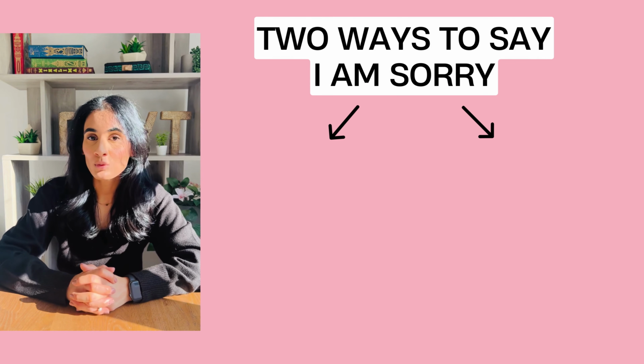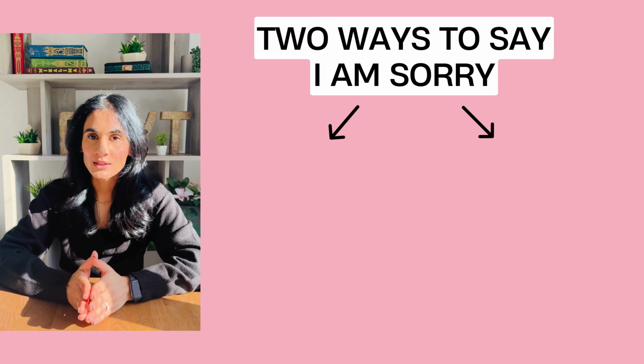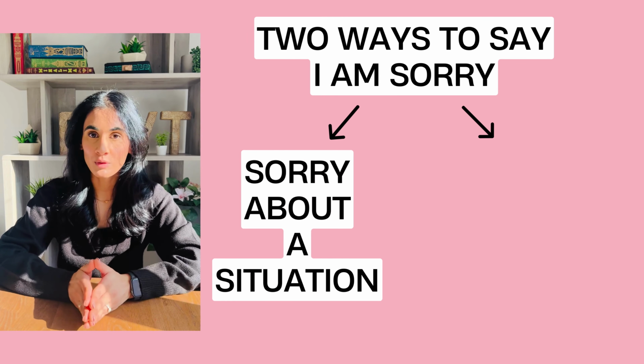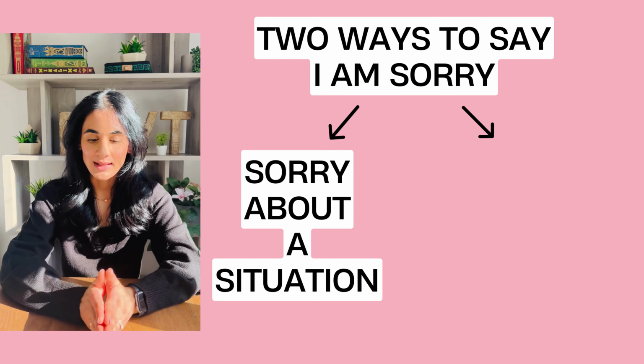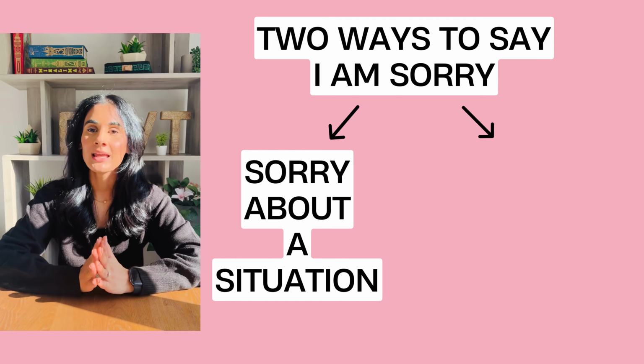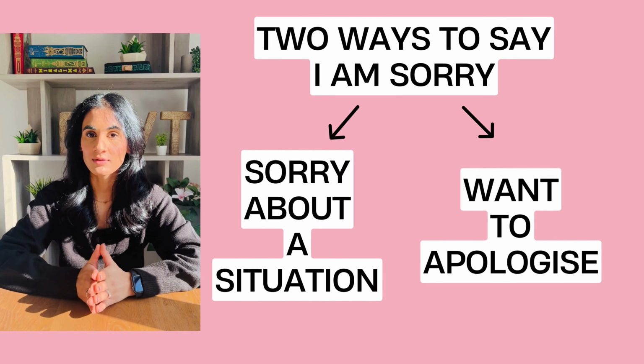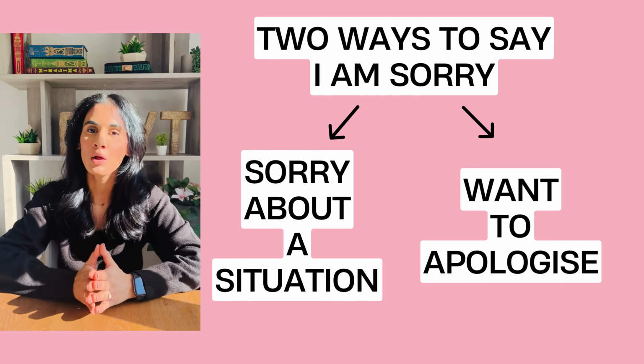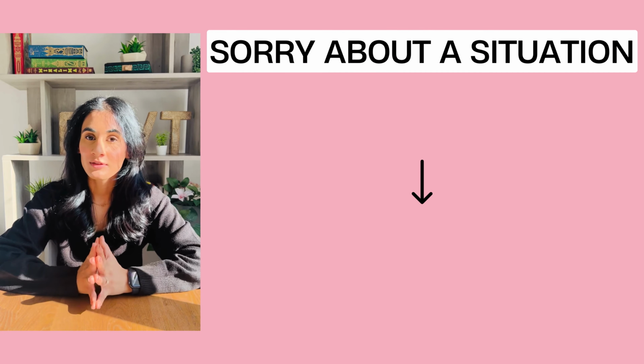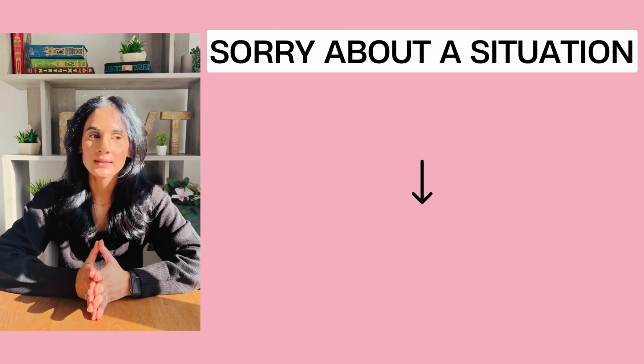So there's two different ways we'll cover this. The first one is situational. So if you're sorry about a situation. And the second part we'll cover is if you're apologizing for something. So if you've done something wrong and now you want to apologize. So the first one, if you're sorry about a situation.